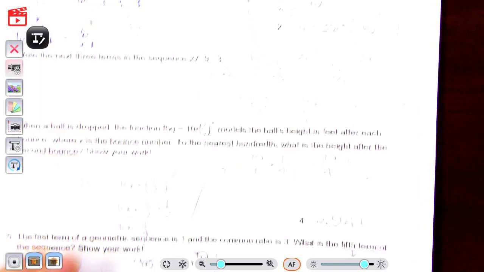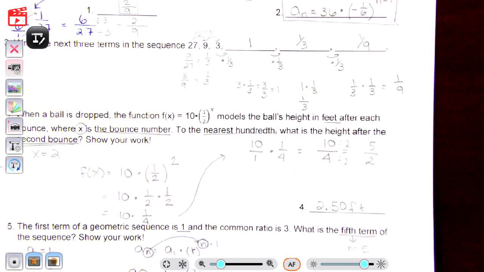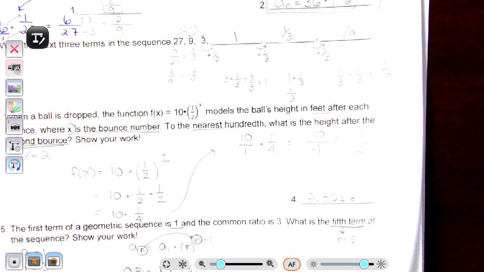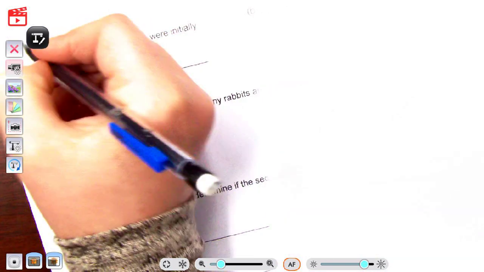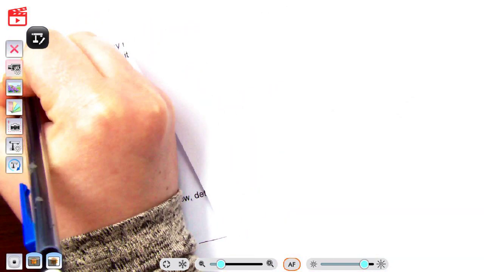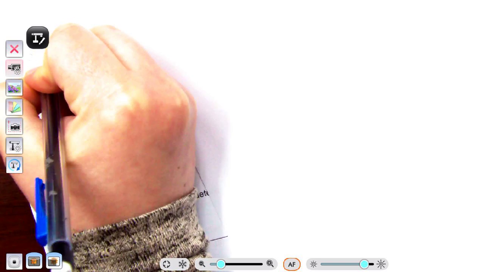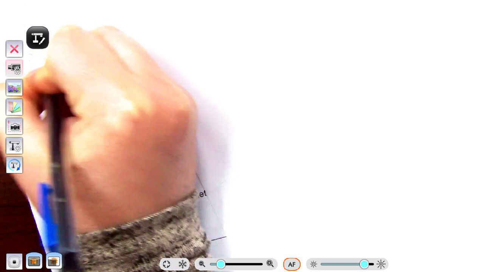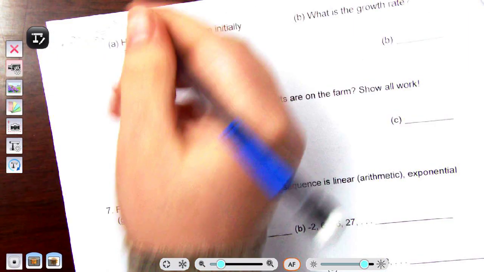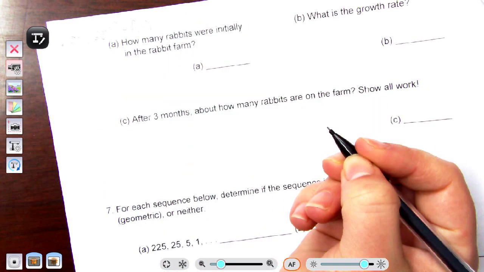So how many rabbits were initially in the rabbit farm? I'm going to copy down the equation so that way I know what it is. So it's 110 times 1.25 to the x. So 110 times 1.25 to the x. Okay, that's our function. How many rabbits were initially in the rabbit farm?